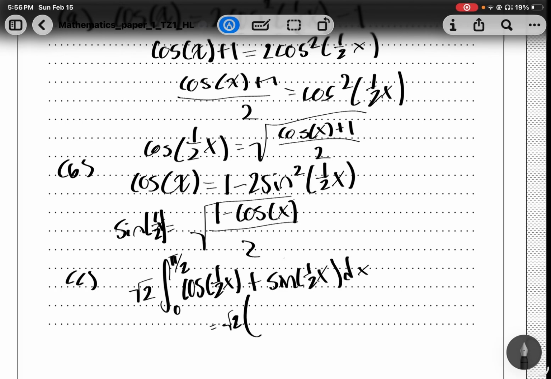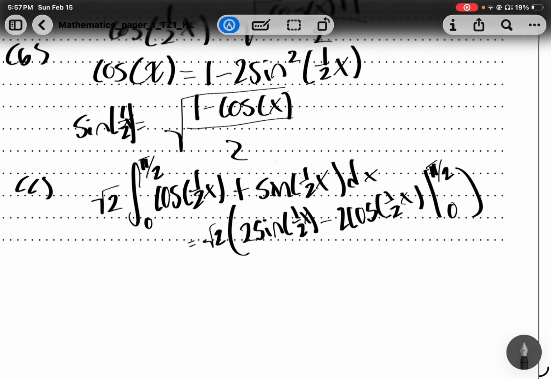So then, focusing on integration, the antiderivative of cosine of 1/2 x would be 2 times sine of 1/2 x. And then the antiderivative of sine would be negative 2 times cosine of 1/2 x. And then we can't forget the 0 to pi over 2.